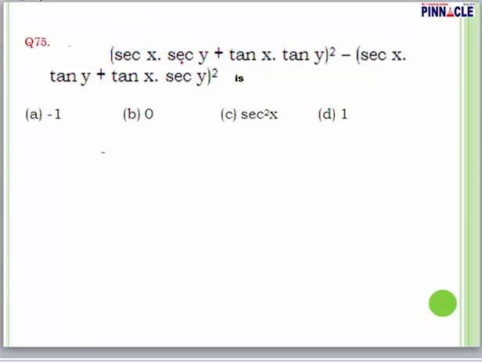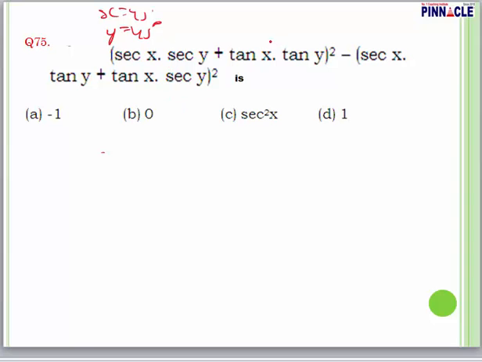(Secant x into secant y plus tangent x into tangent y) whole square minus (secant x into tangent y plus tangent x into secant y) whole square. If you see this question, it will look quite lengthy, but actually if you put values, you will find it very easy. Let's put x is equal to 45 and y is equal to 45. You can take this, or otherwise you can take another value also. You will get the same result.